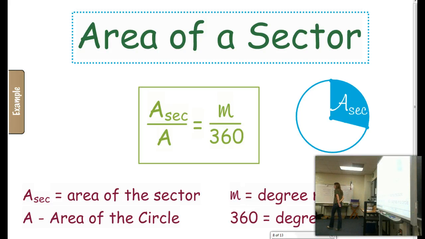Write it down. What is the area of a circle? Pi r squared. So then you just find whatever the area is with that circle. Write it right here. A sec over A equals M over 360. If you want to put what they mean, make sure you write down the area. A means area of the circle.